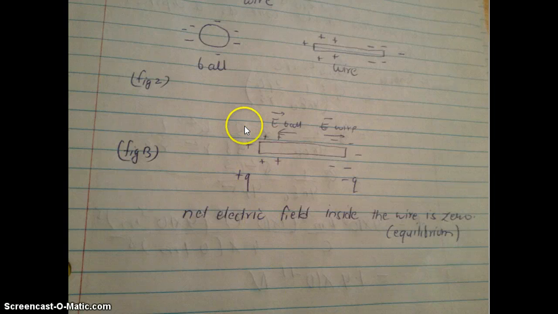We can also use figure 2 to assume that this side has the positive charge and this side has the negative charge, and this E represents the electric field made by the ball on the wire. And since this wire is in equilibrium, the net electric field inside the wire is 0.